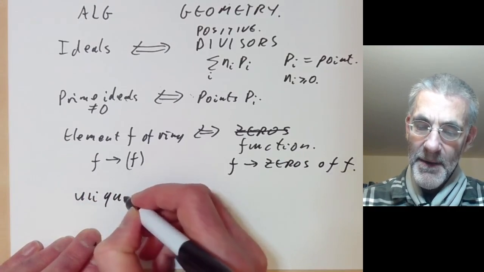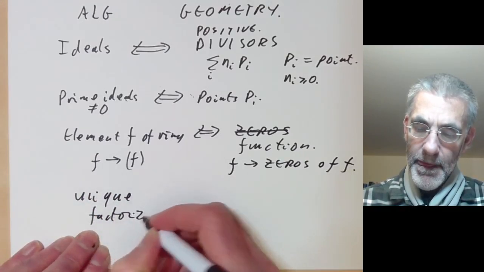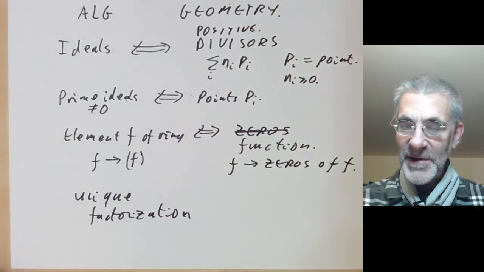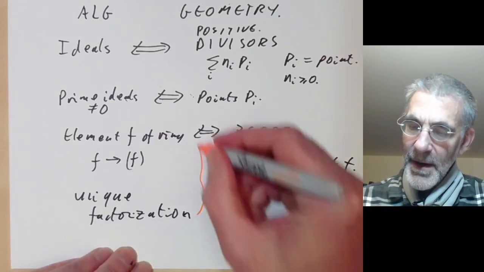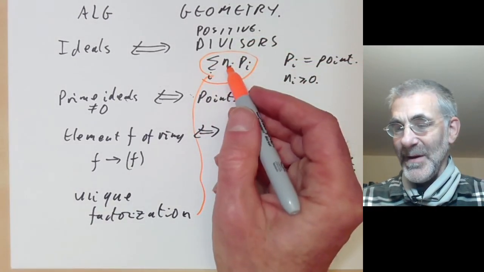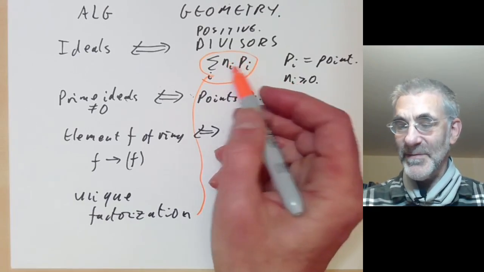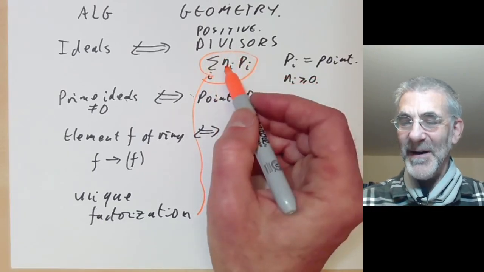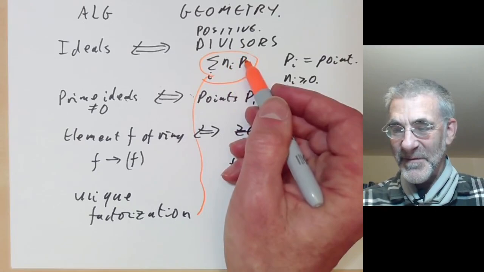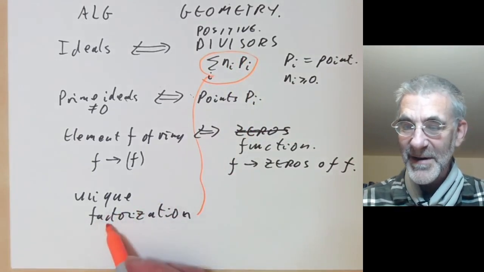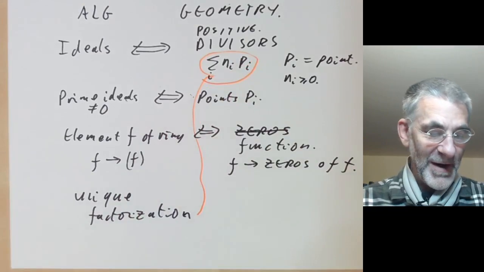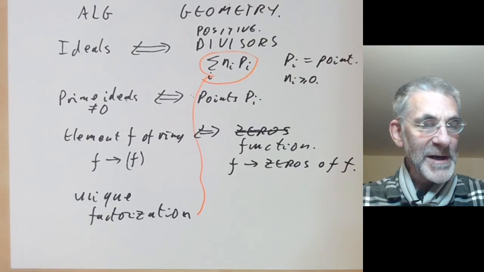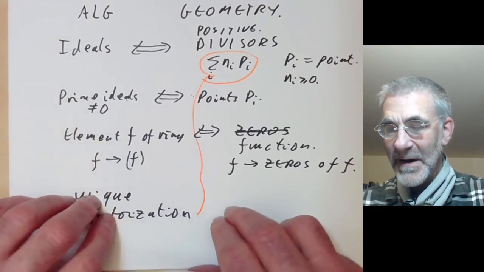Unique factorization corresponds to basically the trivial geometric fact that any sum of points with multiplicities can be written as a sum of points with multiplicities in some sense. You're just saying a divisor is an integral linear combination of points. That's just the same as saying any ideal can be written as a product of prime ideals. So the unique factorization condition for Dedekind domains is very natural geometrically.